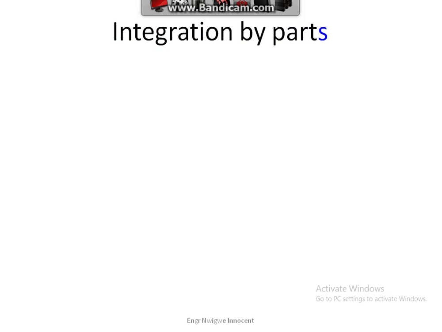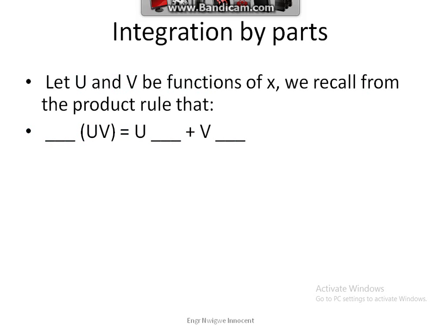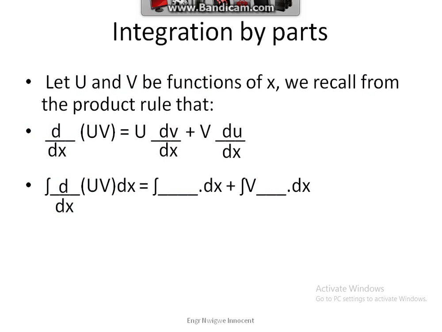Integration by parts. Let u and v be functions of s. We recall from the product rule that d(uv) over ds is equal to u dv over ds plus v du over ds. Therefore, the integral of d(uv) over ds is equal to the integral of u dv over ds plus the integral of v du over ds.